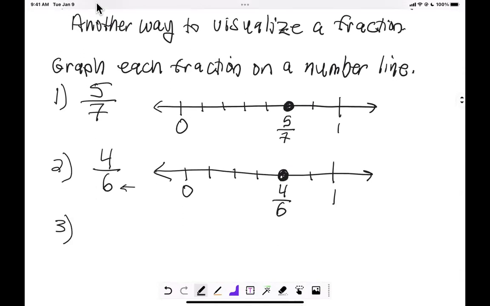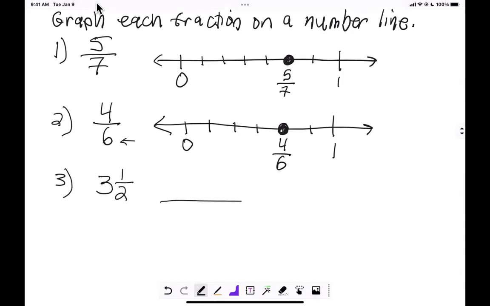Okay, let's look at a mixed number. How would you do a mixed number? So let's say I have 3 1/2. Okay, so now we have more than 1. 0, 1, 2, 3, 4.